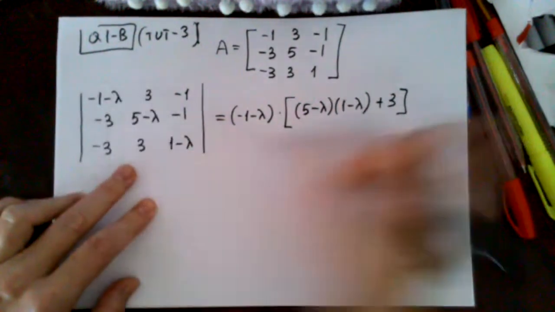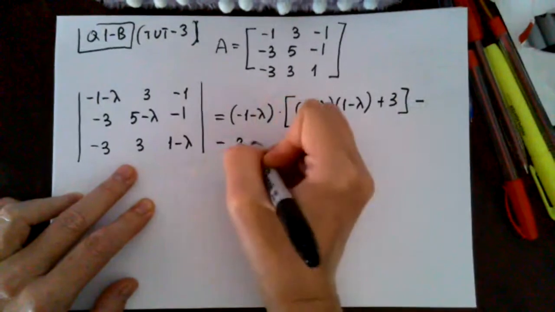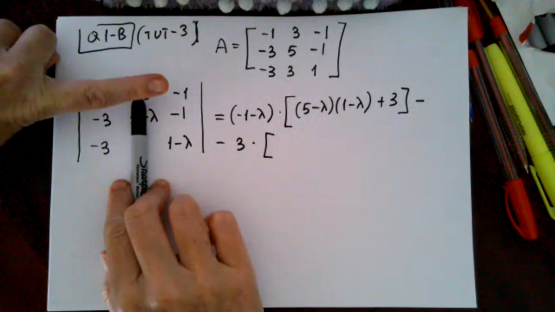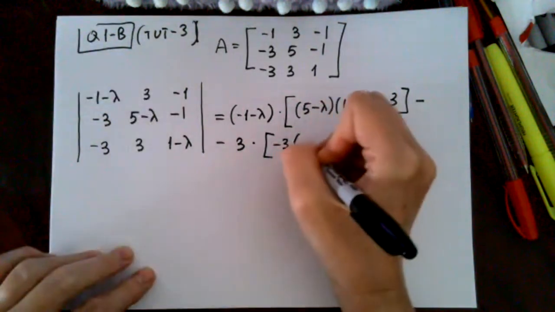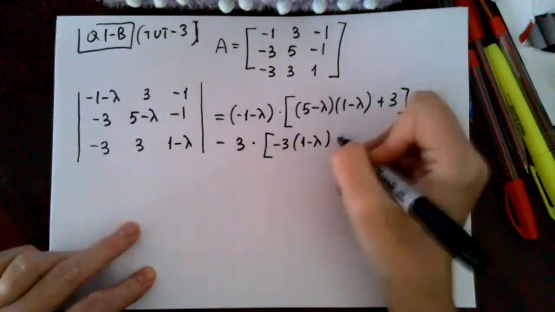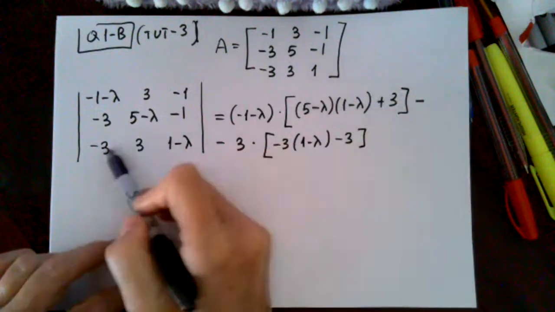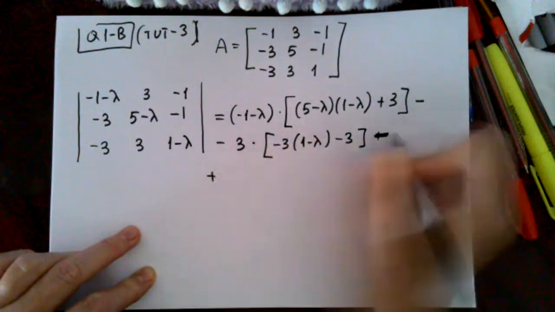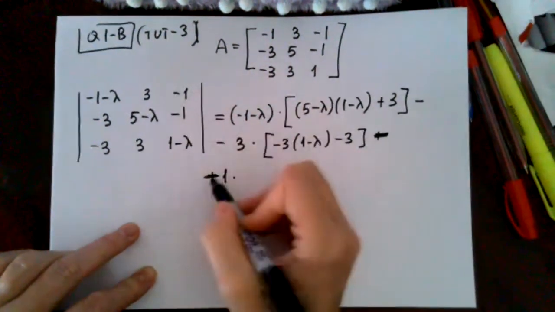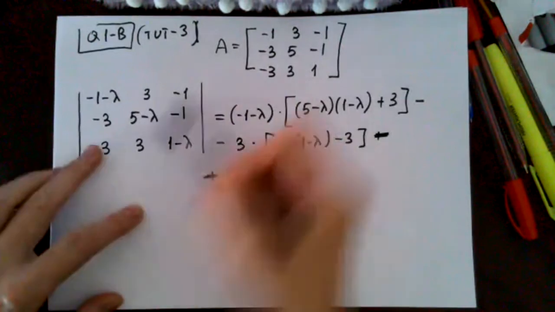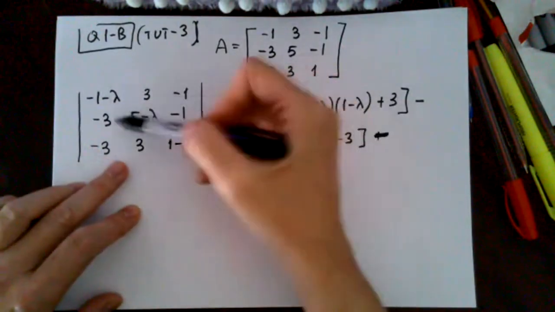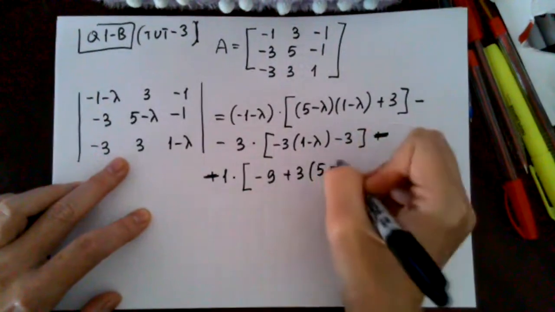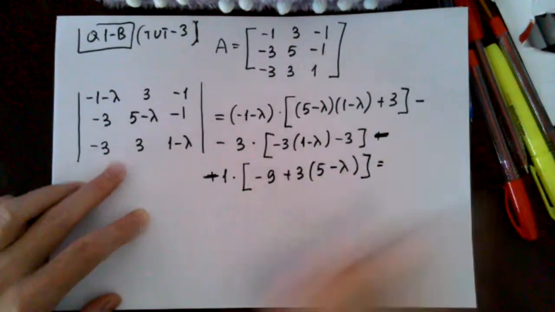Let's move to the second element. It should be -3 this time. -3 times what? Let's cross out the corresponding row and column, and we will have -3 times 1 minus lambda, and -3, by the way, not +3. And finally, the last term, or -1. Because it's -1, I try to write +1. Okay, so we're crossing out the third column this time, and we will have -9 plus 3 times 5 minus lambda. Okay, so we are finished.